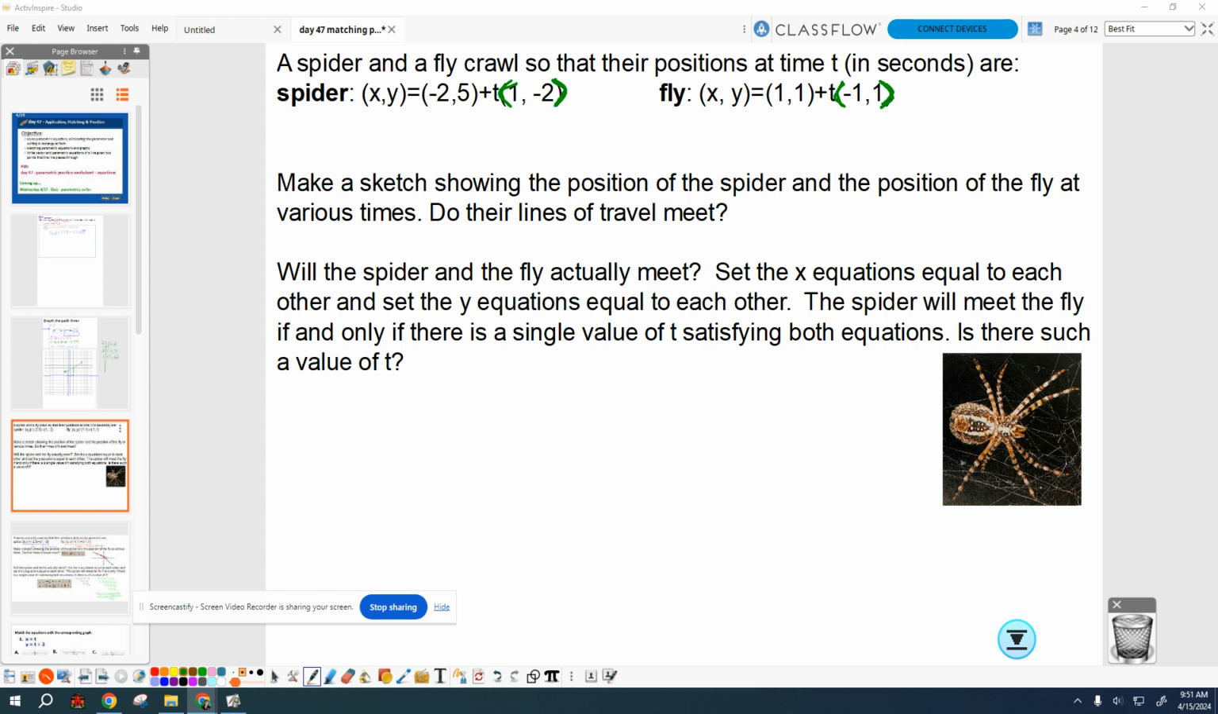They don't cross at the same time, so the fly gets away. How do we know they don't get there at the same time? You graph it. At 0 seconds, the spider's at -2.5 and the fly is at 1.1. At 1 second, the spider's at -1.3, and the fly is at 0.2.